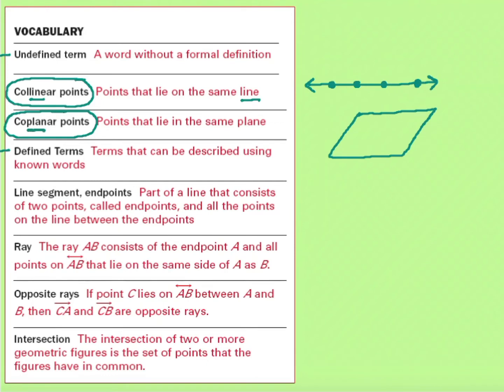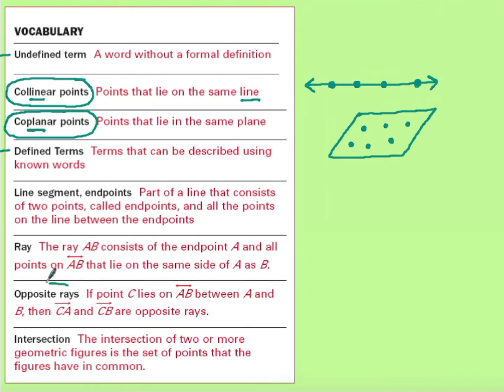Points that lie on the same plane. So to draw that, I would draw a bunch of different points. Those could all be on the same plane. How would I draw one that's not on the plane? That's a little tricky, but maybe I could try to draw one that looks like it's underneath the plane. That one would not be coplanar. So that's collinear and coplanar.